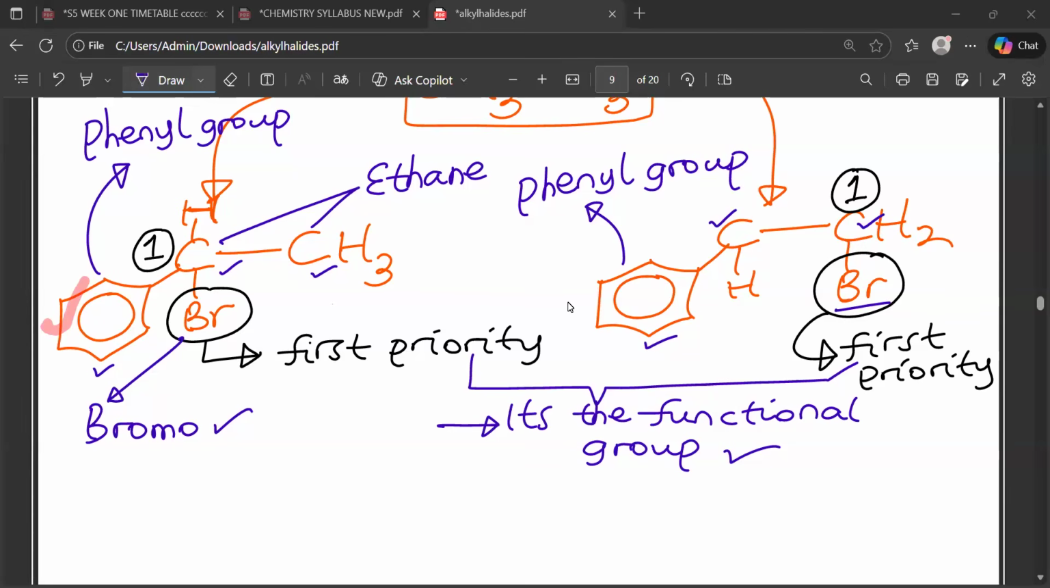The second one, since the bromine again is on the first carbon atom this side, I can say 1-bromo-2-phenylethane. That's what I think. Yeah, that's very good. But let me ask, what have you realized about the position of Br? The position of Br.